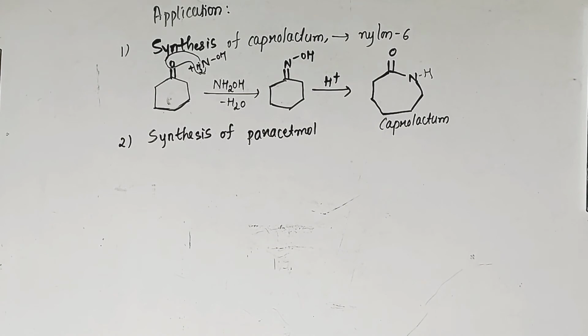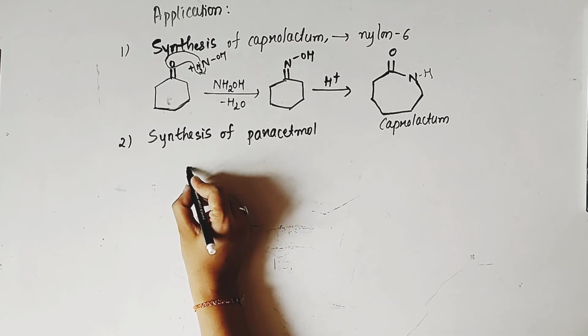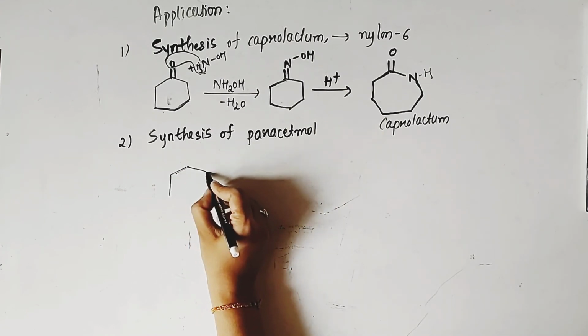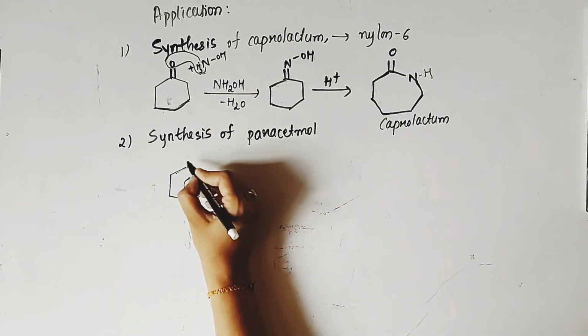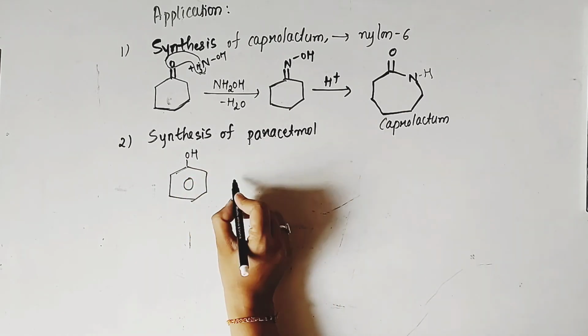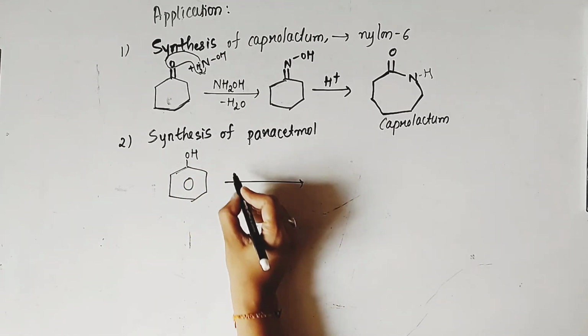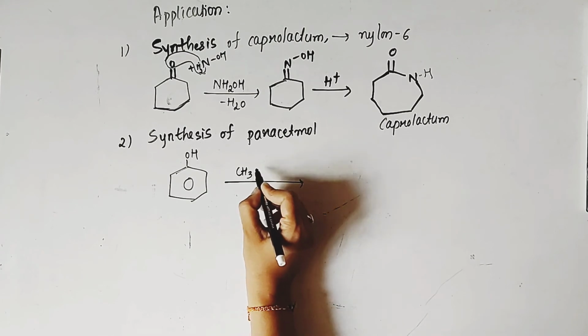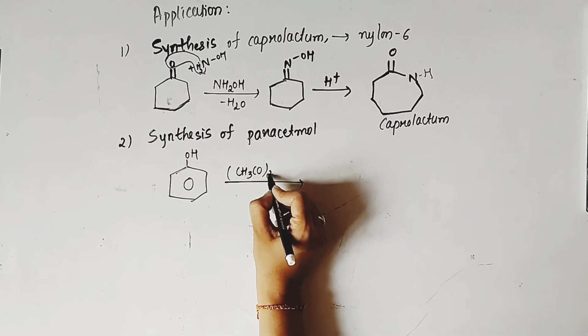Actually, in the previous session we discussed that paracetamol is prepared from para-nitrophenol, but sometimes we can also prepare paracetamol directly by acylating the phenol group. So I will write the reaction here. Initially we will take the phenol and it is directly acetylated with acetic anhydride, that is (CH3CO)2O.